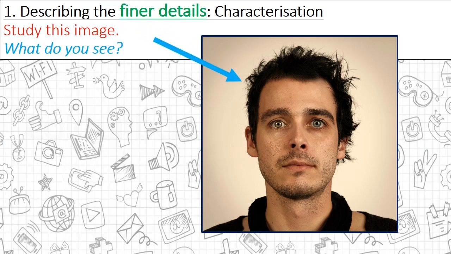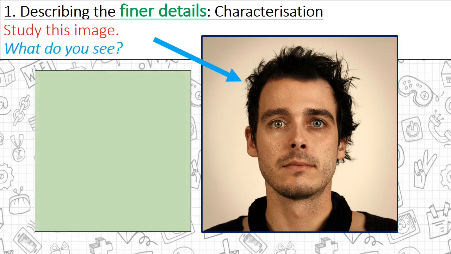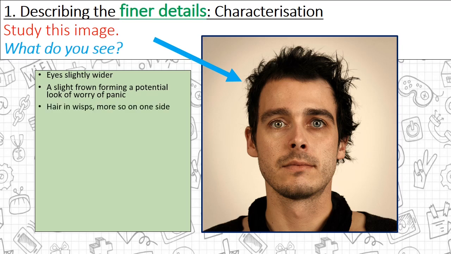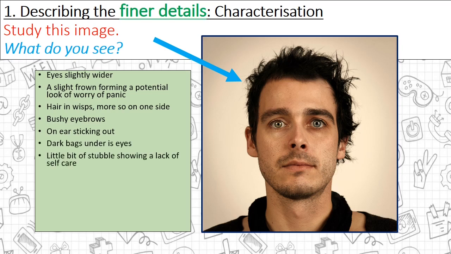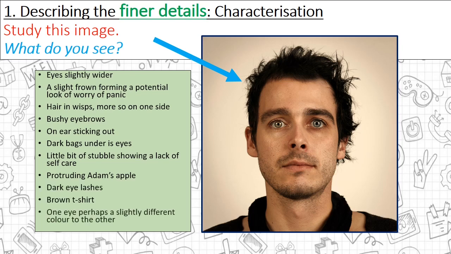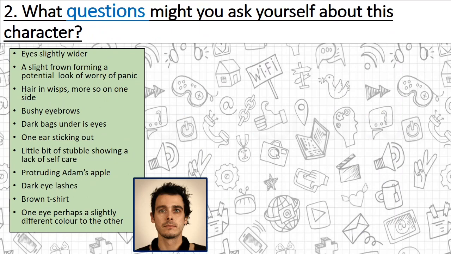So say, for example, this is our character. So what do we see? Okay, so when I look at this person, I think about all the tiny little details. Things like his hair is really wispy, we've got dark, bushy eyebrows, he's got dark bags under the eyes, he's got really dark eyelashes, he's got quite a protruding Adam's apple, he's got a brown t-shirt on. All these tiny little details could become something if built upon.